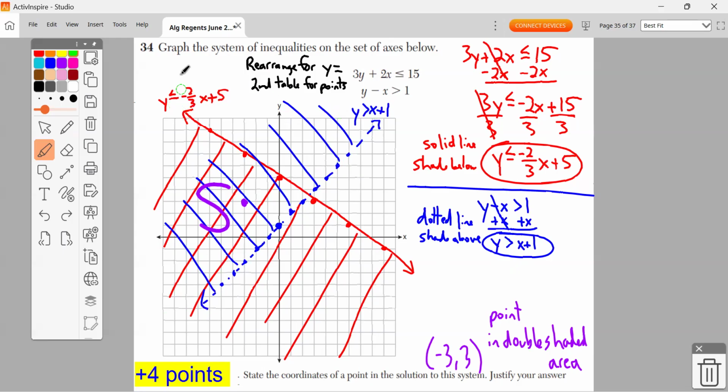I think I forgot to say that on the previous one. Arrows at the end and label. And we are shading above this one. Well, that creates this double shaded area all in here. I labeled it with an X or with an S on this particular question. In this particular Regents exam, they didn't have you do that, but quite often they do. So just get into the habit of putting an S there anyway.